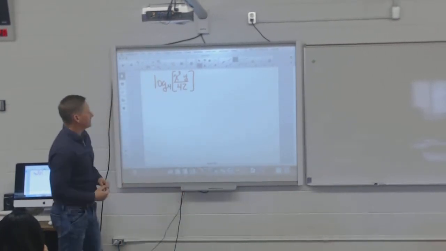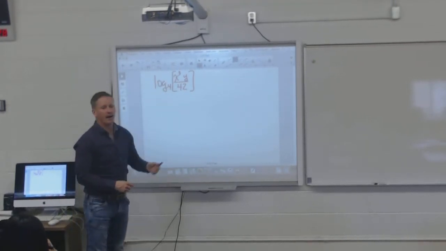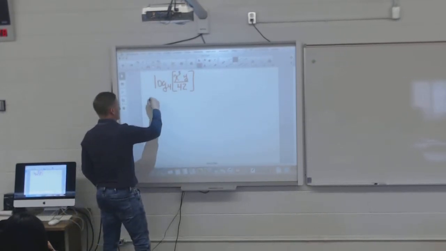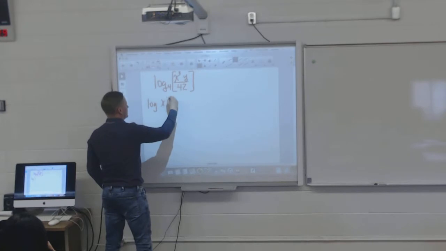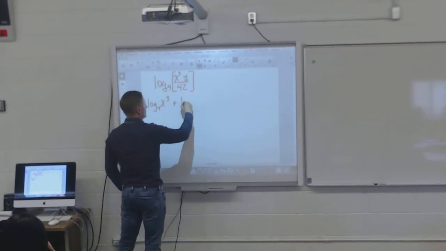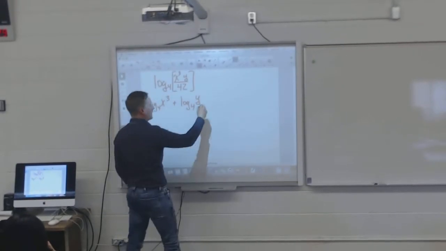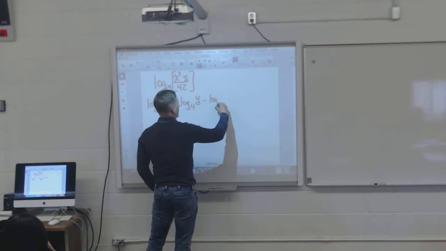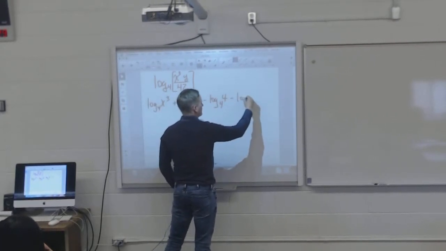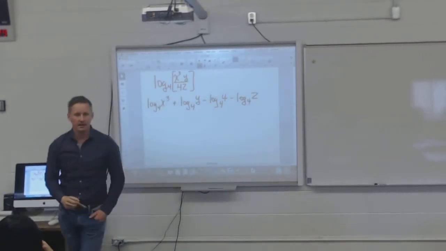So to do that, if it's multiply, it means add. If it's divide, it means subtract. So I'm going to tear this apart. It's going to be log x cubed to the base 4 plus log y to the base 4 minus log 4 to the base 4 minus the log of z to the base 4.